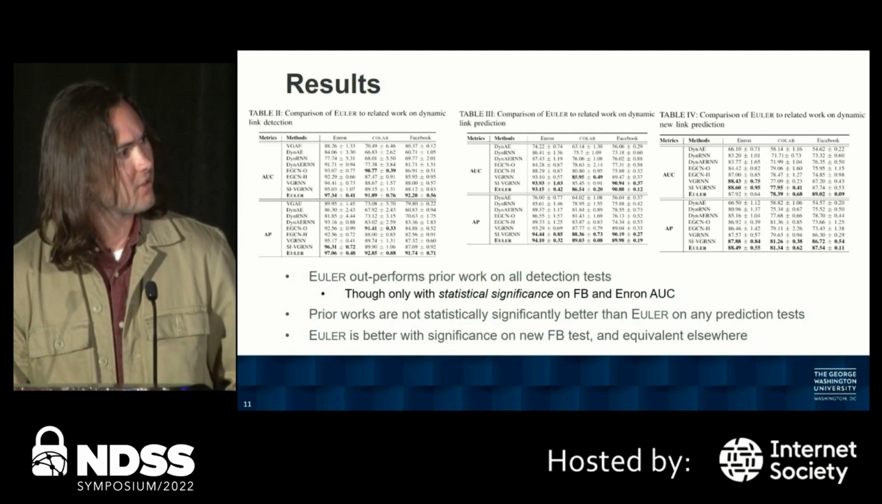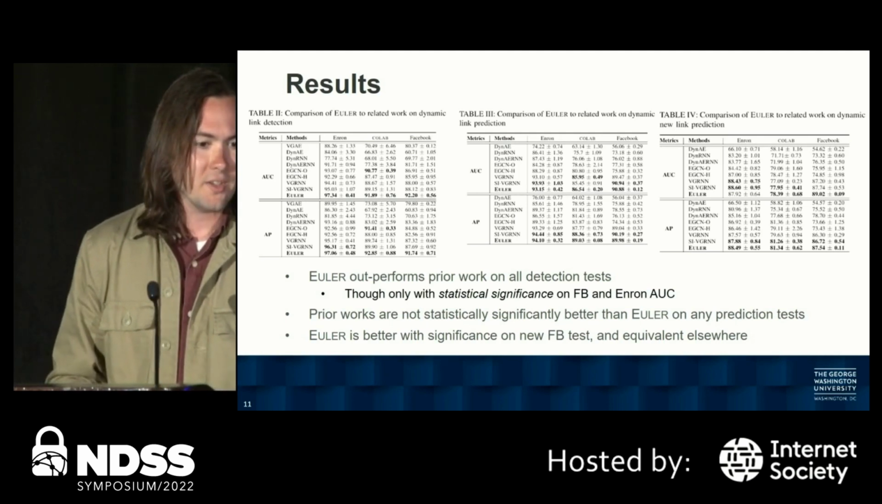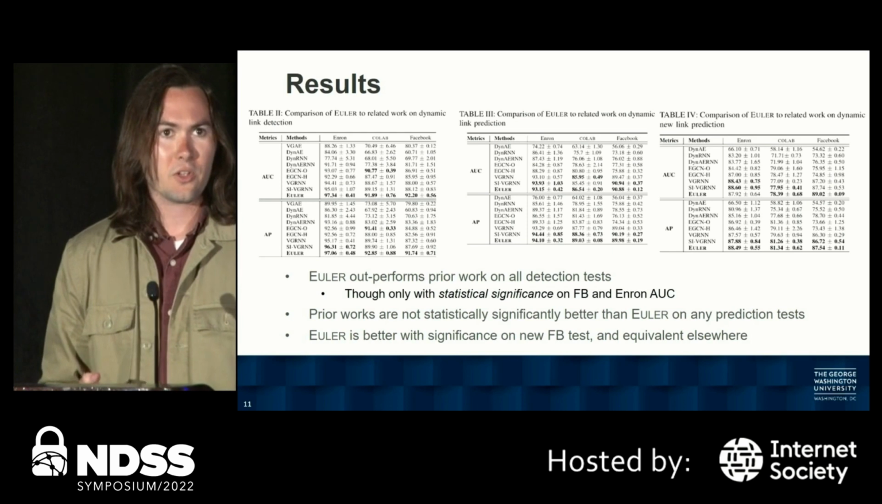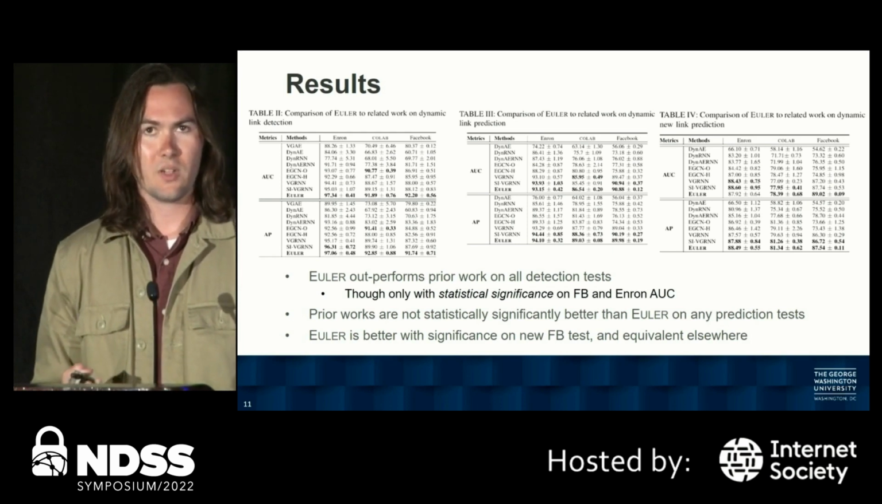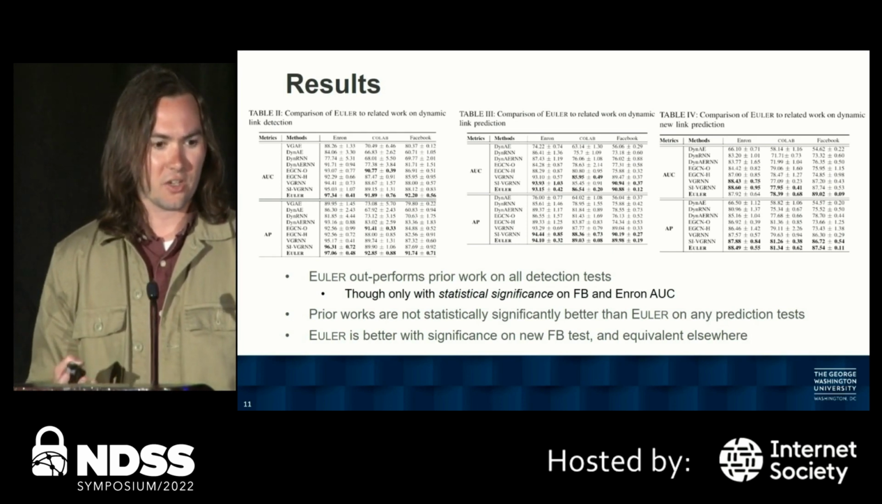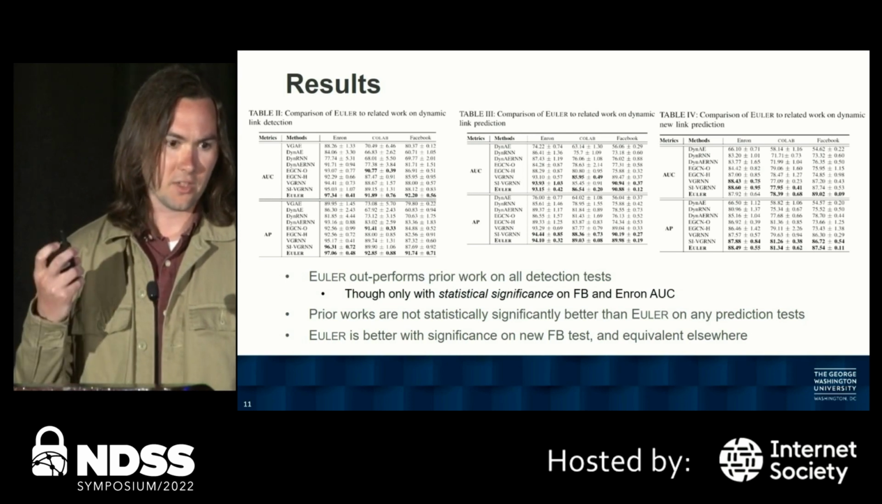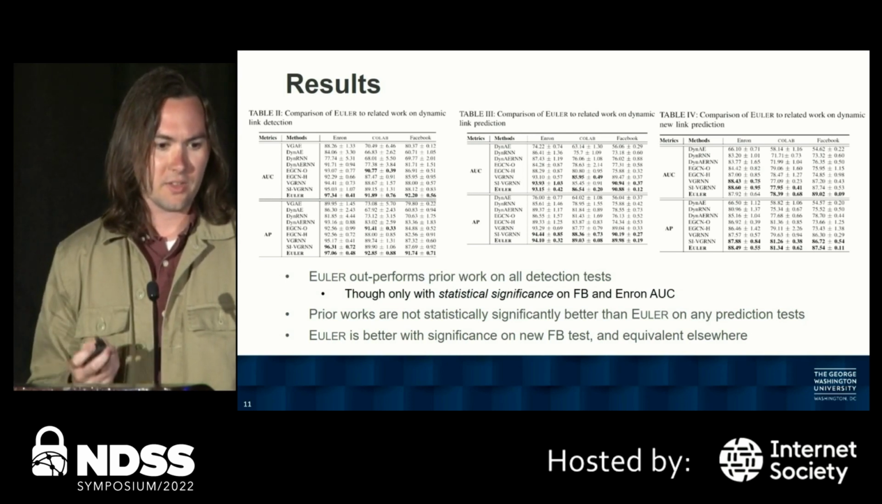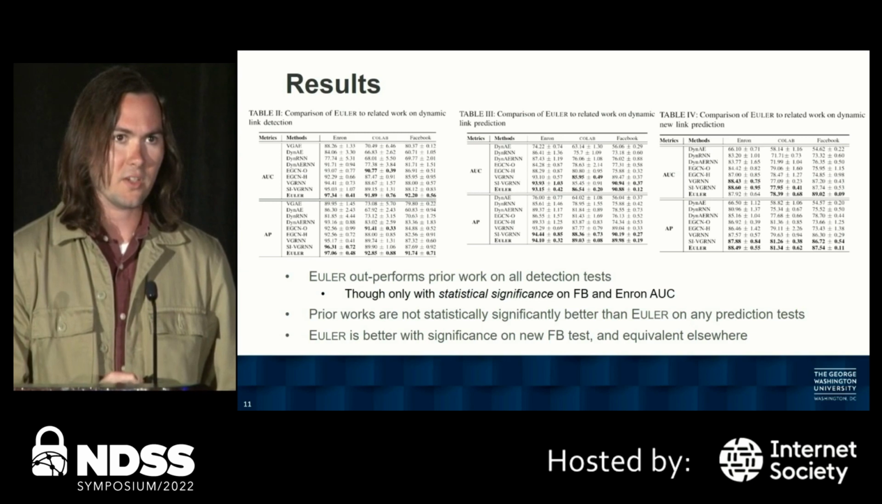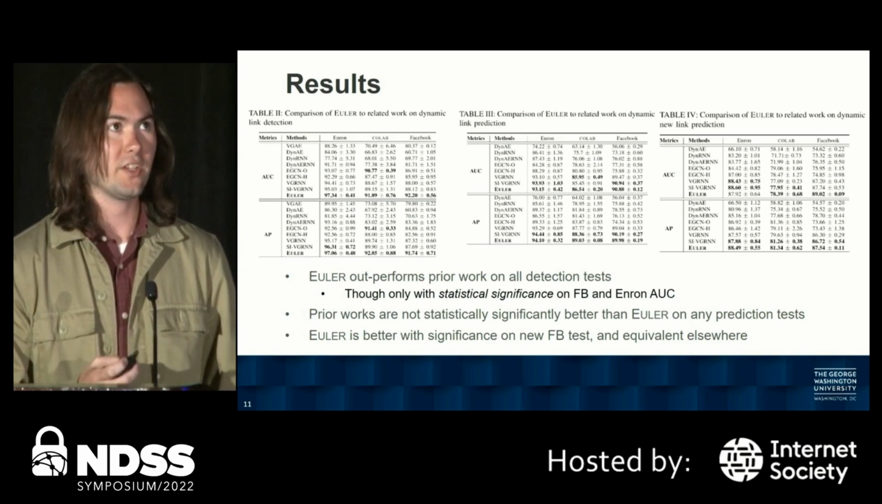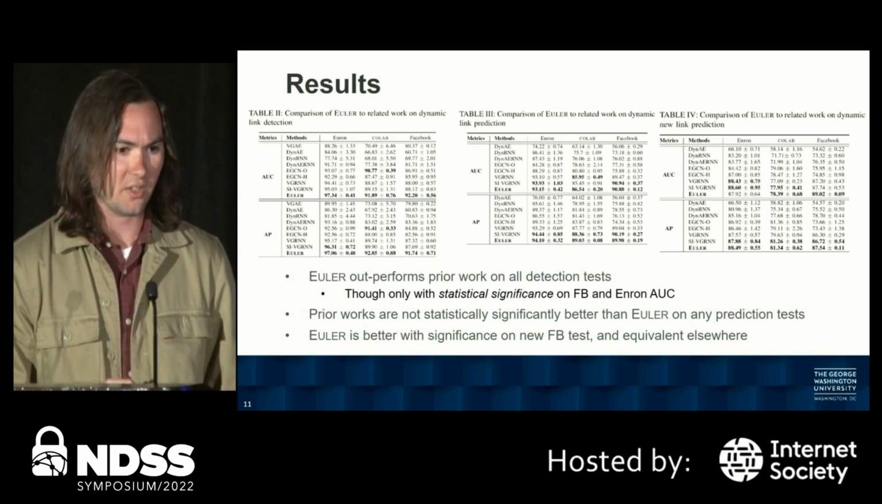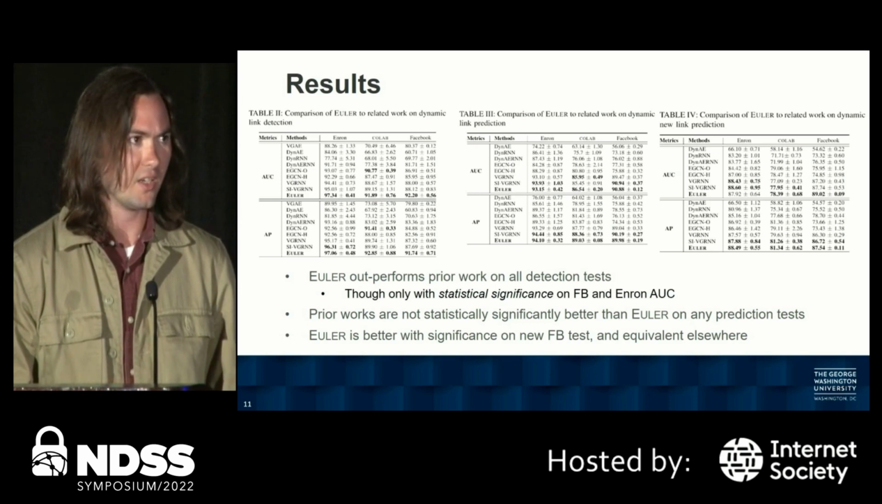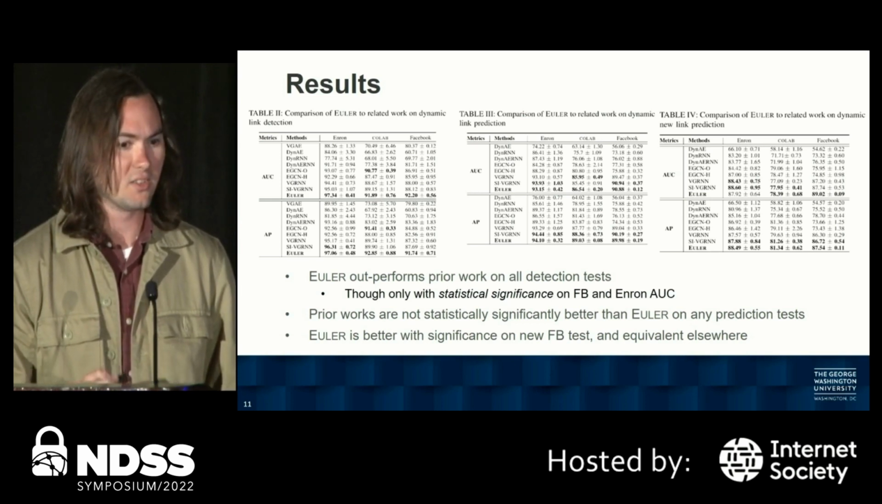And the results, I hope you can see that, are a little small, but the results were that Euler either outperformed or performed as well as VGRNN. It outperformed, I think, all the other models, but it only outperformed VGRNN with statistical significance on, I believe, the dynamic link detection methods.